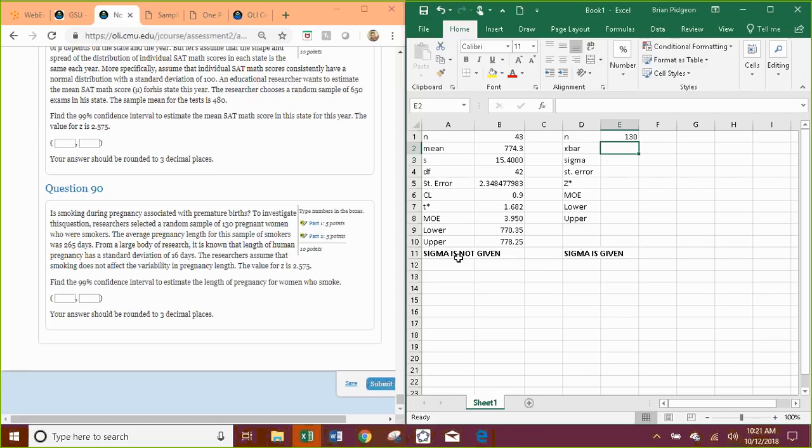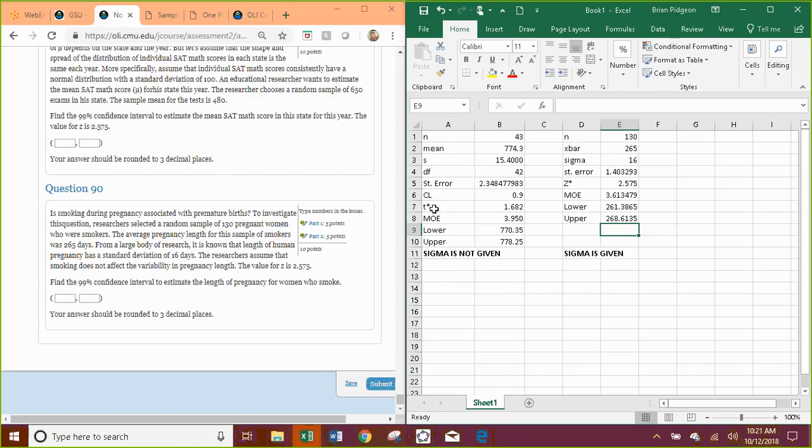So here, random sample of 130 women, x bar was 265, sigma 16, so the standard error is sigma divided by the square root of the sample size. Z, we know it says is 2.575, which is what I told you guys earlier in the video. So that means the margin of error is Z times the standard error. And our lower is x bar minus the margin of error, and upper is x bar plus the margin of error.